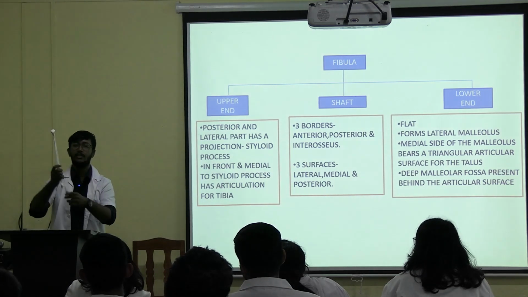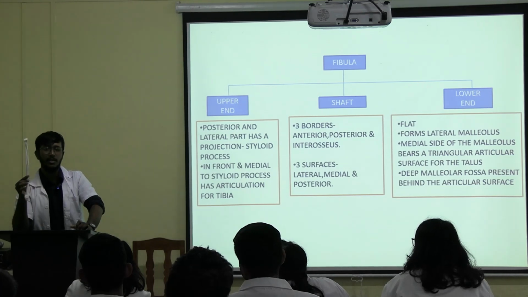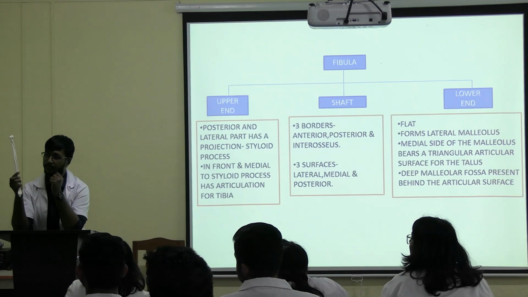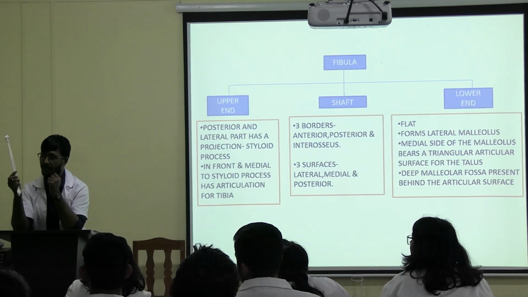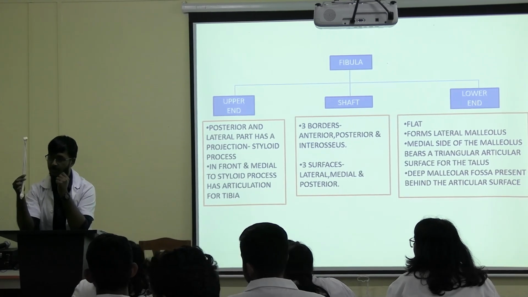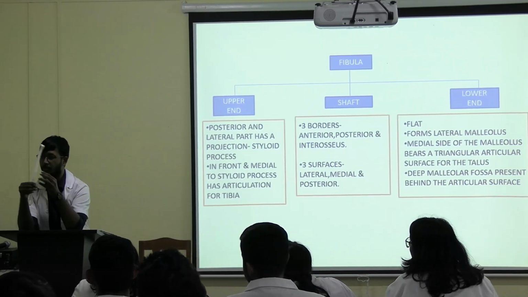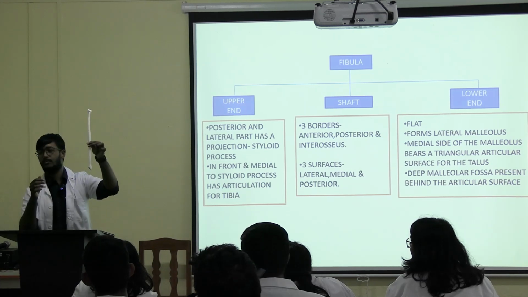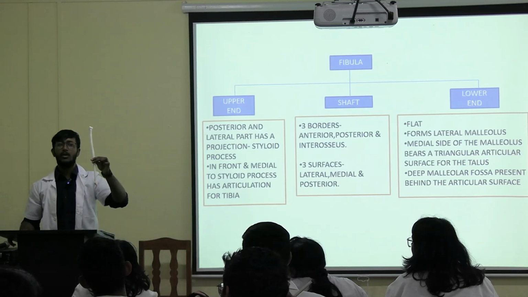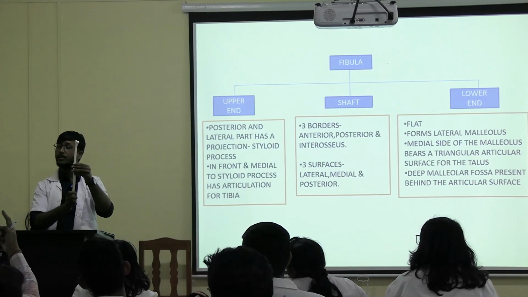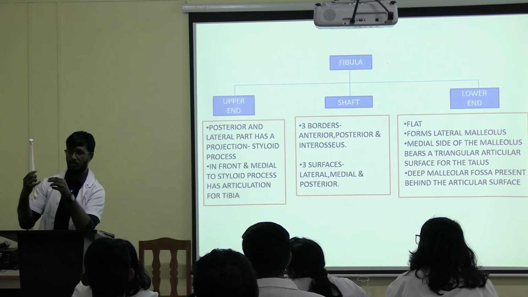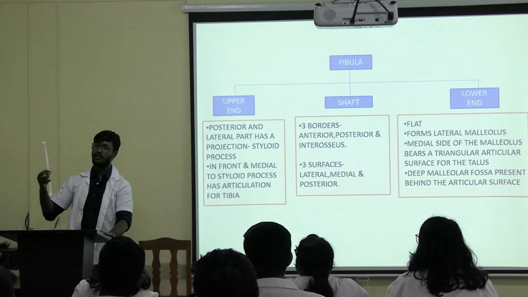So, this is a bone of which side? Right side or left side? Right side. How are you telling? The styloid process is posteriorly and laterally, and the lateral malleolus is laterally. If I hold it like this, then this side is lateral, but the styloid process is coming anteriorly. The styloid process should be posterolaterally placed. Okay, fine. So this is the right fibula.